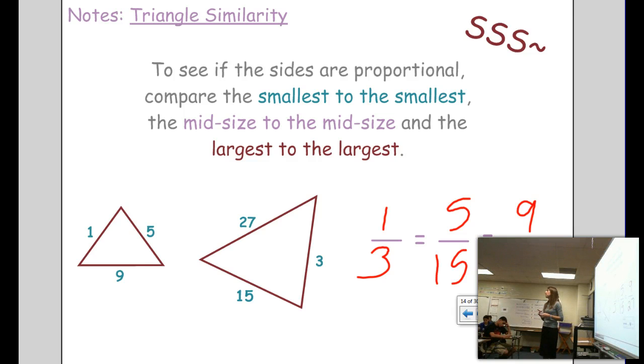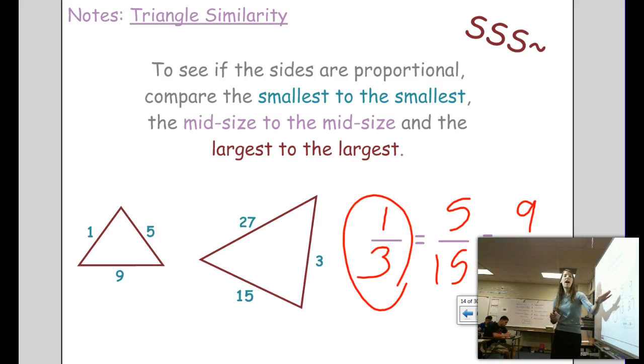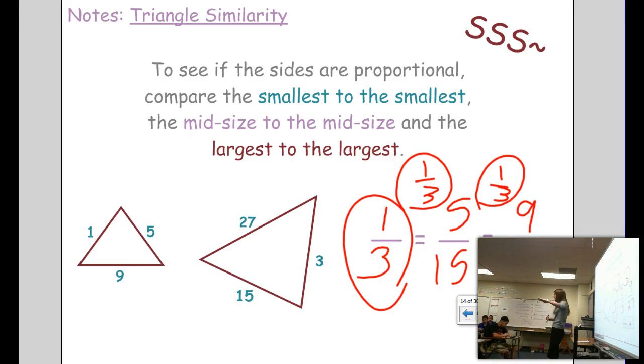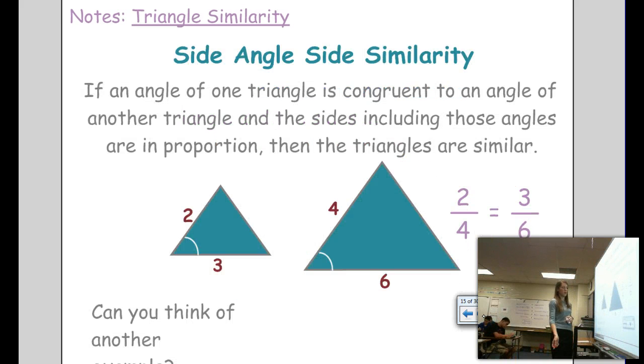Shelby, what do you get every time? Come on, do it. 1 divided by 3. Okay, 0.3 repeating. If you did math enter, it would spit back 1/3 at you. What about 5 over 15? Anybody? It's 1/3. What about 9 over 27? It is 1/3. So are these guilty of being similar? Yes. And what are they guilty by? Side, side, side, squiggly. All right. We already did that one.